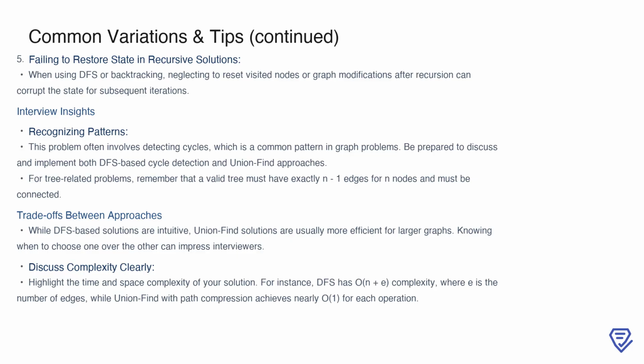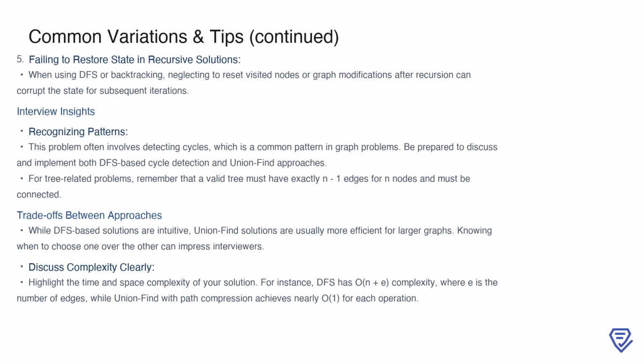When comparing approaches, it's important to highlight trade-offs. While DFS-based solutions are often easier to understand and explain, union find is typically more efficient for larger graphs due to its ability to handle operations in nearly constant time with path compression. Lastly, always articulate the time and space complexity of your solution clearly. For instance, DFS has a time complexity of O(n + e), where n is the number of nodes and e is the number of edges. Union find, with path compression, achieves nearly O(1) time for each operation, which can be a significant advantage in certain scenarios.